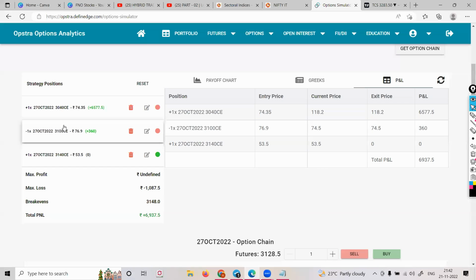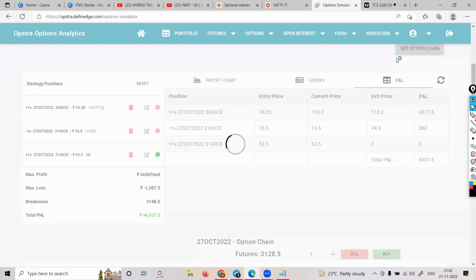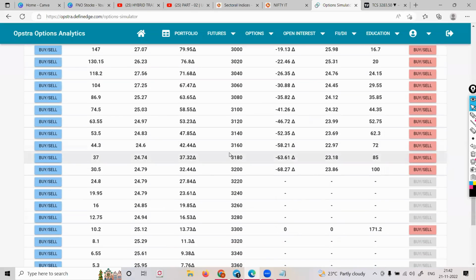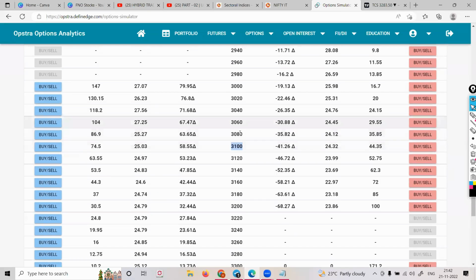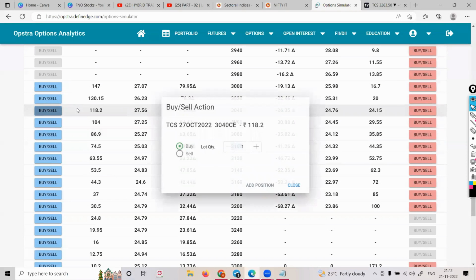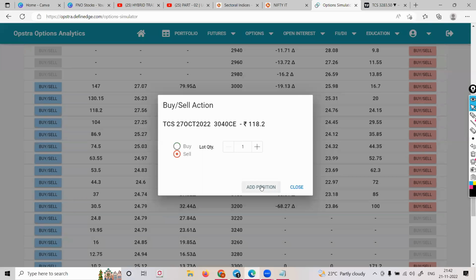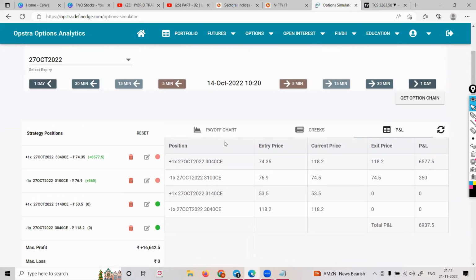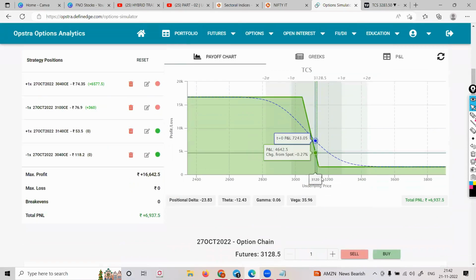and let me go to 31,000, 3 strikes above 31,000. Let me go for 1, 2, 3. I'm just taking a sample example, just to show in case someone needs it. Now check your profit, guys.